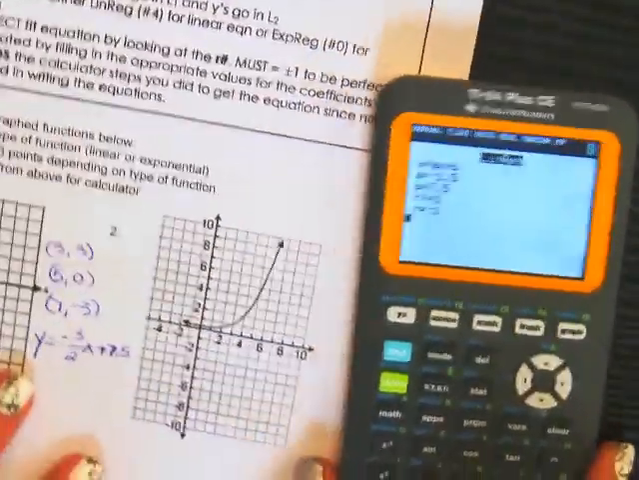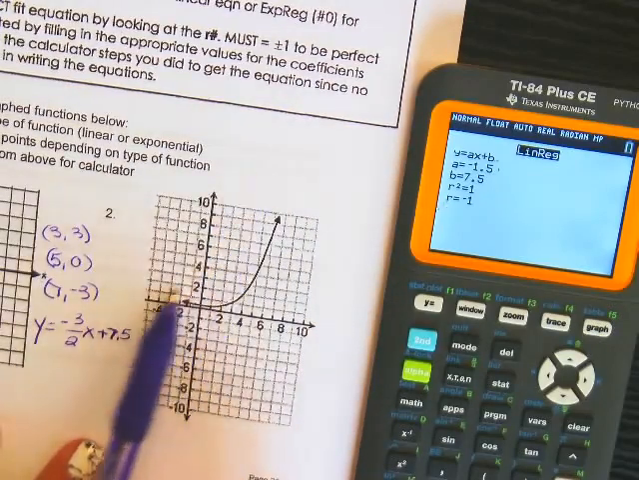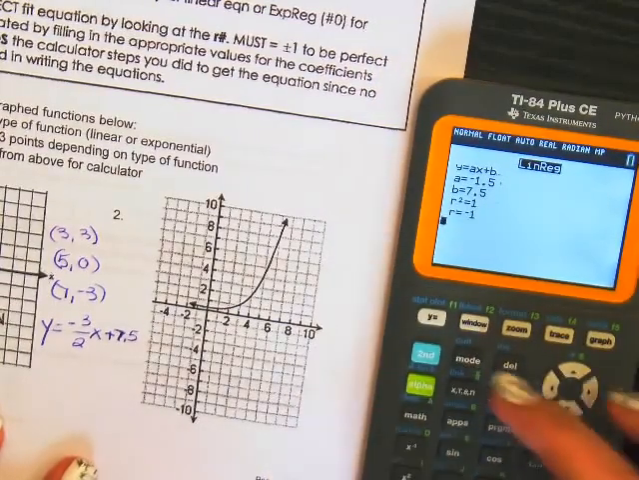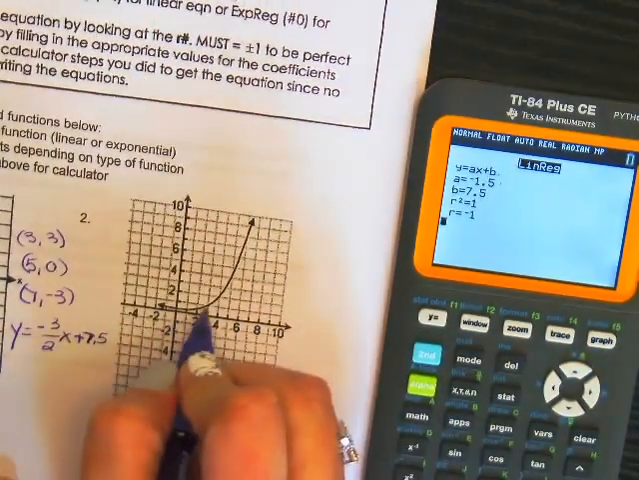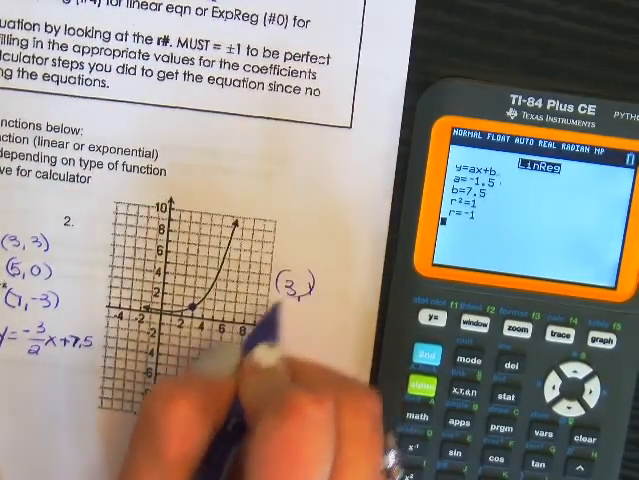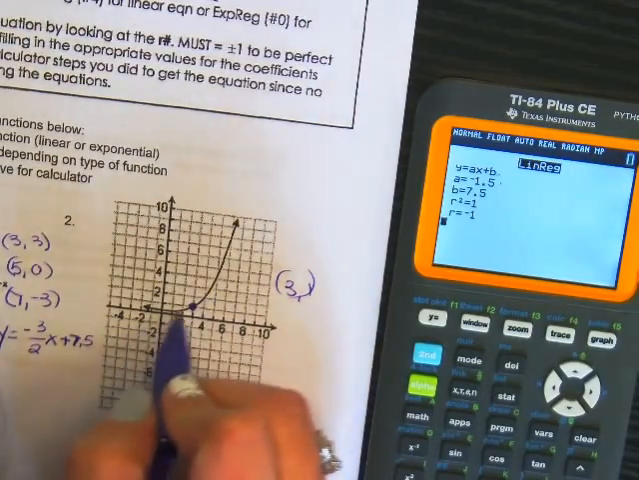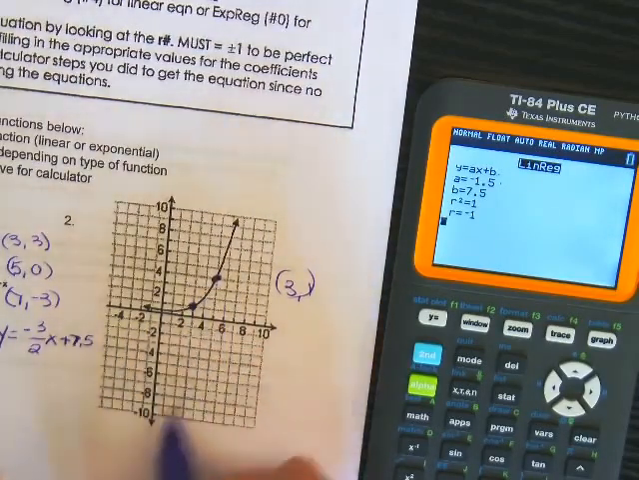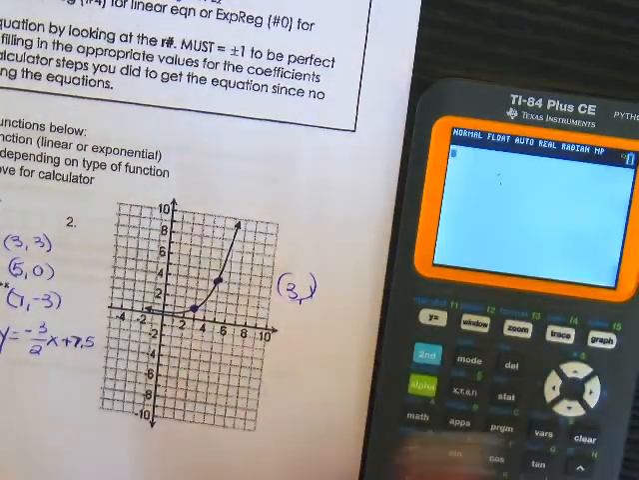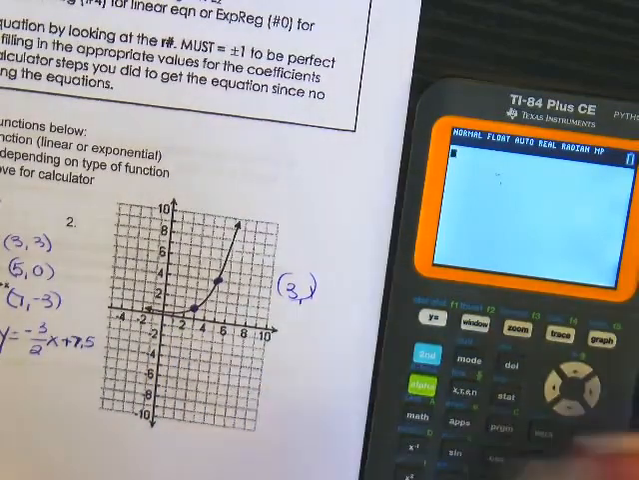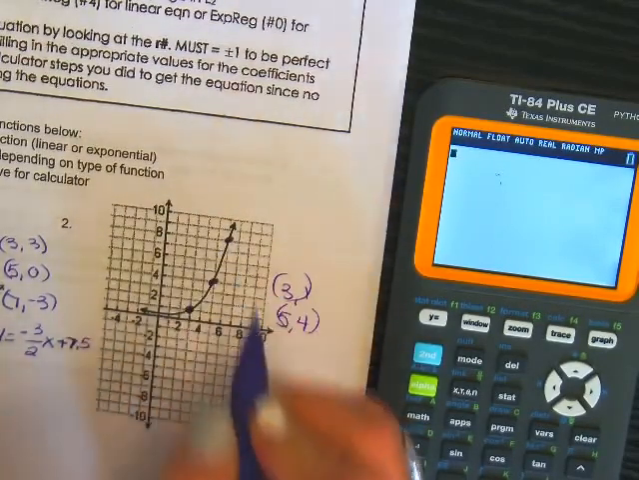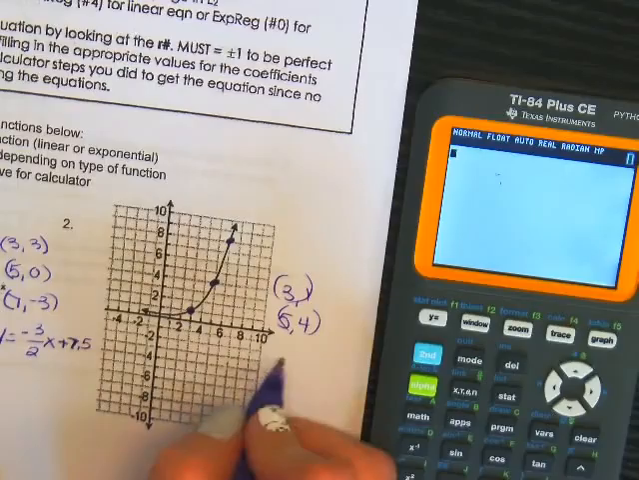For the next one, I can tell that this is an exponential function from the curve. I'm going to do the same thing that I just did with finding points. I have 1 point here, 3 over, up 1. I have another point here. I don't know if that was spot on, but we'll try it: 5, 4. And I have one more point up here, which is 6, 8.